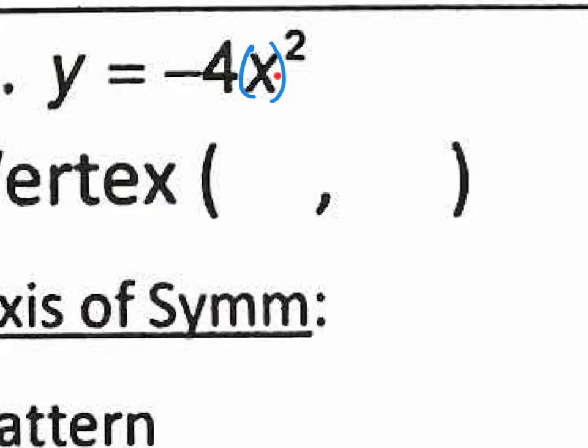So what's being added or subtracted right here with the x? 0. Nothing. So the vertex x value, the h value is 0. How about the k value? 0.